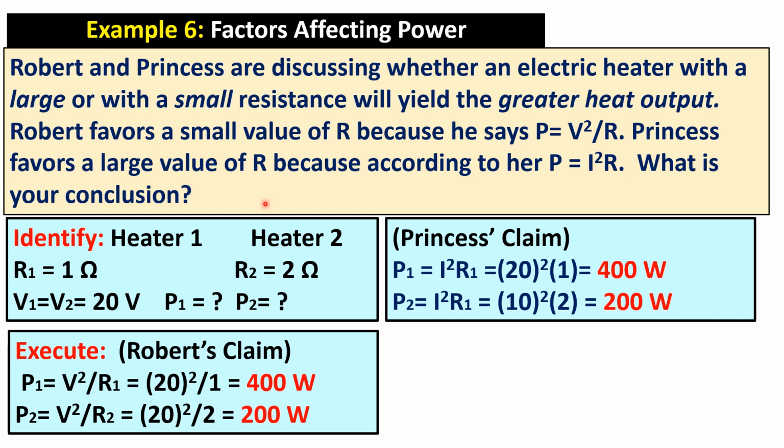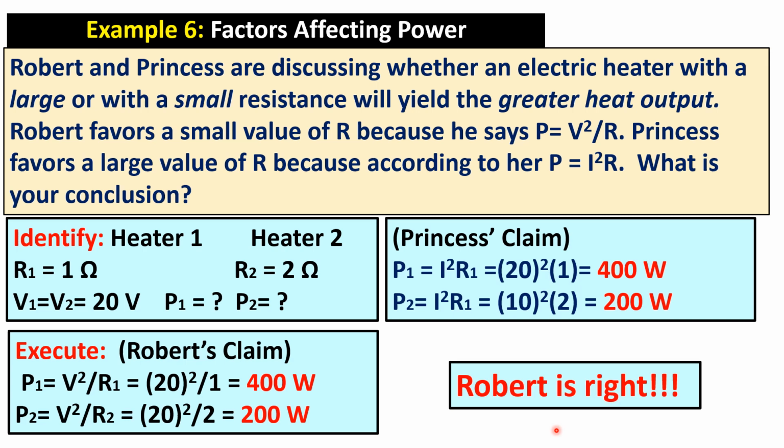So, according to Robert, the small value of R will yield the greater heat output, while Princess claimed that the larger value of R will yield the greater heat output. So, who between the two students is correct? Of course, it is Robert.